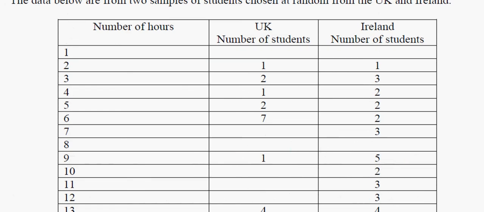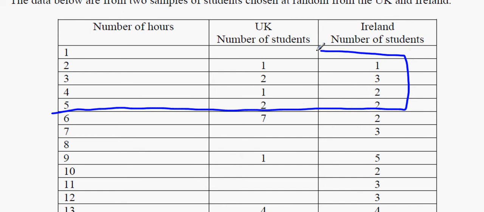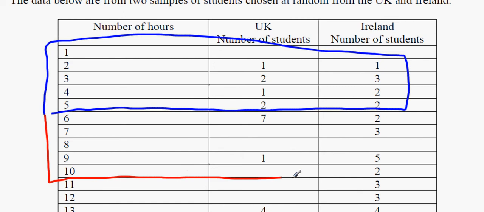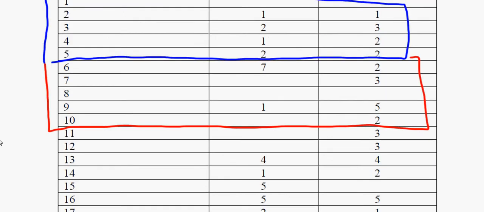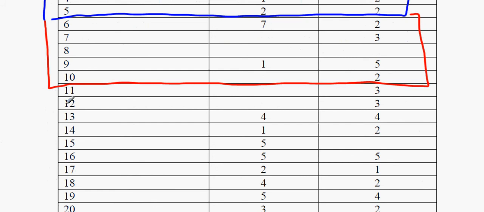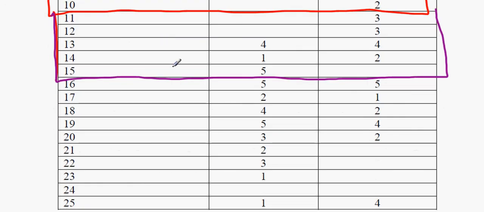So we go 1 to 5. Okay, 1 to 5. Next segment can be 6 to 10. The segment after that can be 11 to 15. Okay, segment after that can be 16 to 20. And then finally the last segment can be, just so we don't have to count every single sample, 21 to 25.